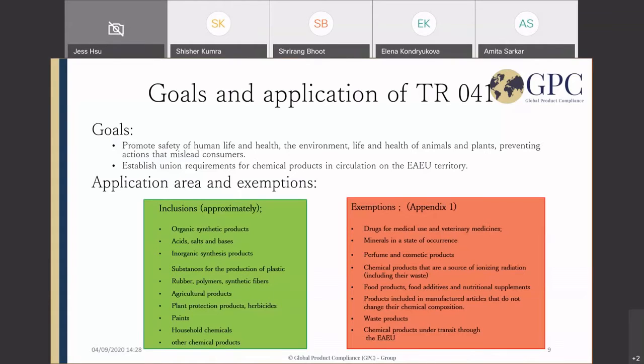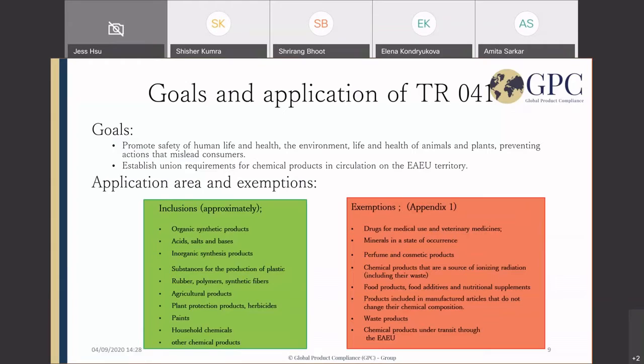So here in the boxes, you can see the application area and the exemptions. Please pay attention that the application area, called inclusions in the green box, they are approximate because they are not clearly stated in the technical regulation document that we have right now. And they are supposed to be clarified in the second part of the regulation that we don't have yet. However, the exemptions are very clearly stated in appendix number 1 of the current regulation.